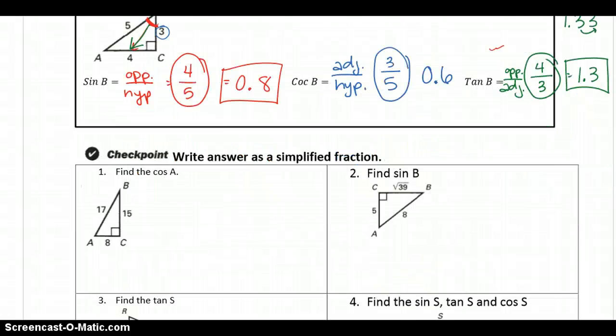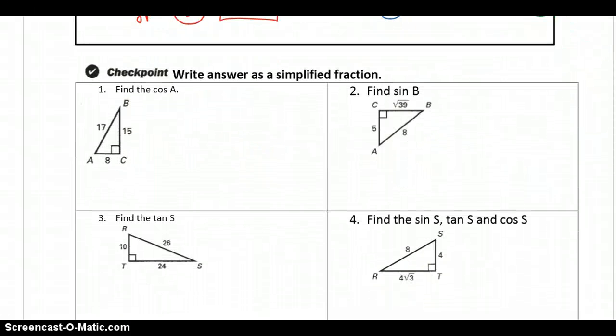Alright, you are responsible for checkpoints numbers 1 through 4. Remember, it asks you to write your answer as a simplified fraction. You do not need to do these as a decimal.